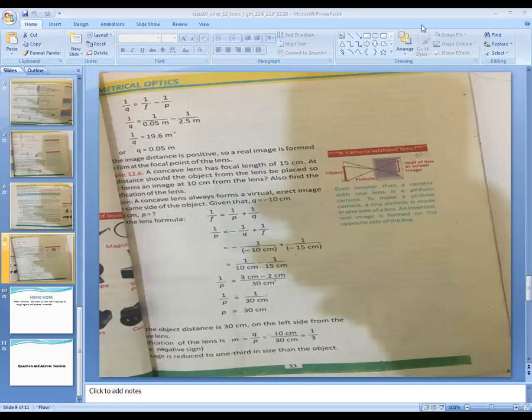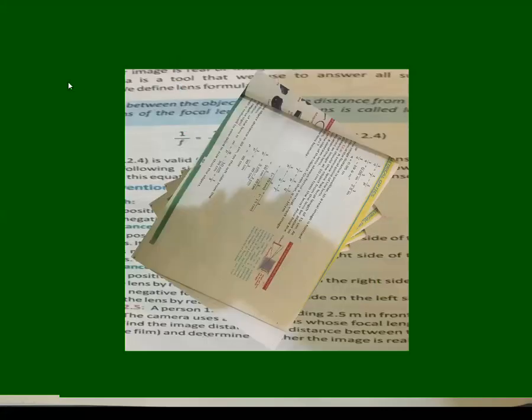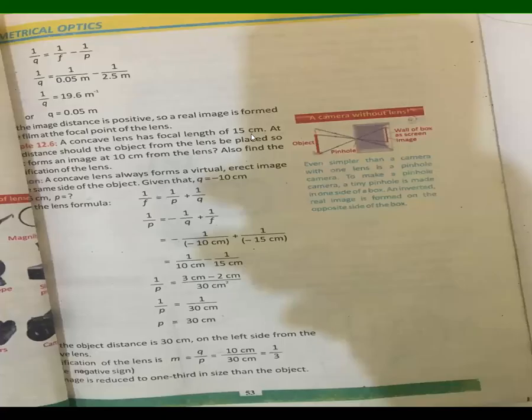I repeat this numerical for you. A concave lens has a focal length of 15 centimeter. Since we are using a concave lens, our focal length will be negative, because I have already told you the other name of concave lens is diverging lens. At what distance should the object be placed from the lens? We need to find out P. Whenever they say object distance, this will be denoted with P.